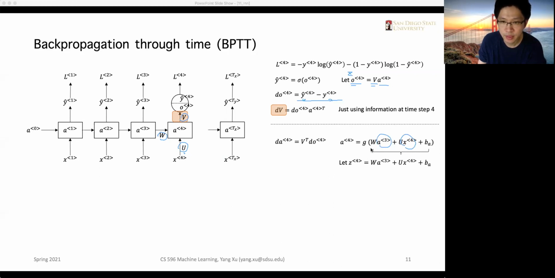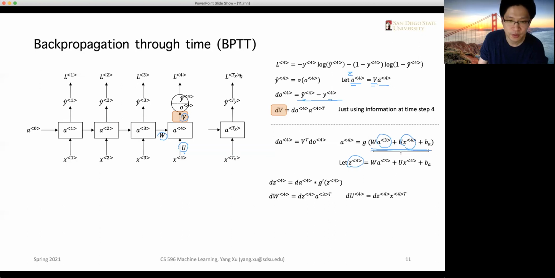So let's assume that this is the Z4 here. Then dZ4 would be dA times the derivative of this activation function at Z4. So this is the backprop, right? But now we will have dW and dU computed. dW will be this style, and dU will be this formula. So these are all regular backprop algorithms, right? So now we have dW and dU.